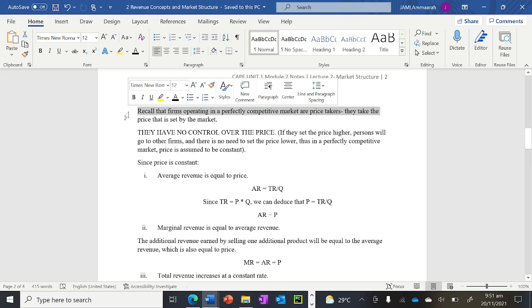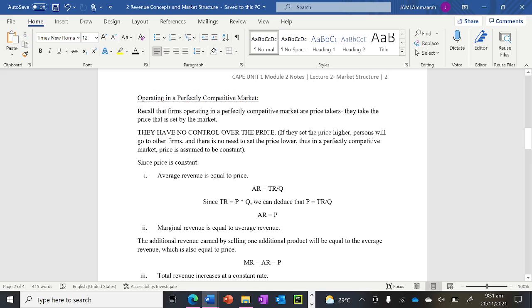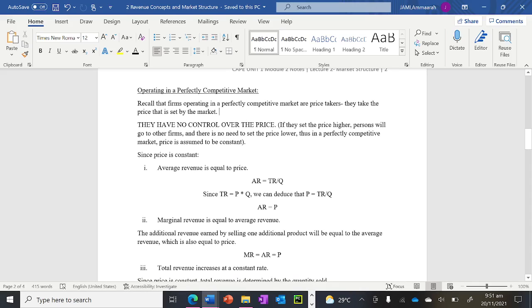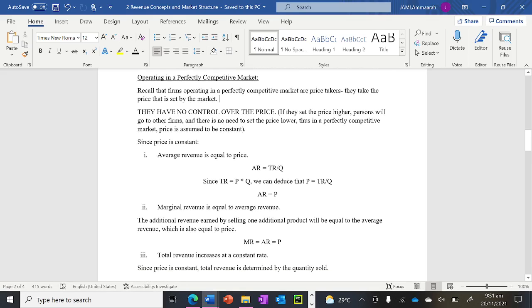Recall that firms operating in a perfectly competitive market are price takers, and they take the price set by the market. A perfectly competitive market is the only market where firms are price takers. That's just something that you have to know. They have no control over prices. If they set the price higher, persons will go to other firms, and there's no need to set the price lower, and therefore price is assumed to be constant.